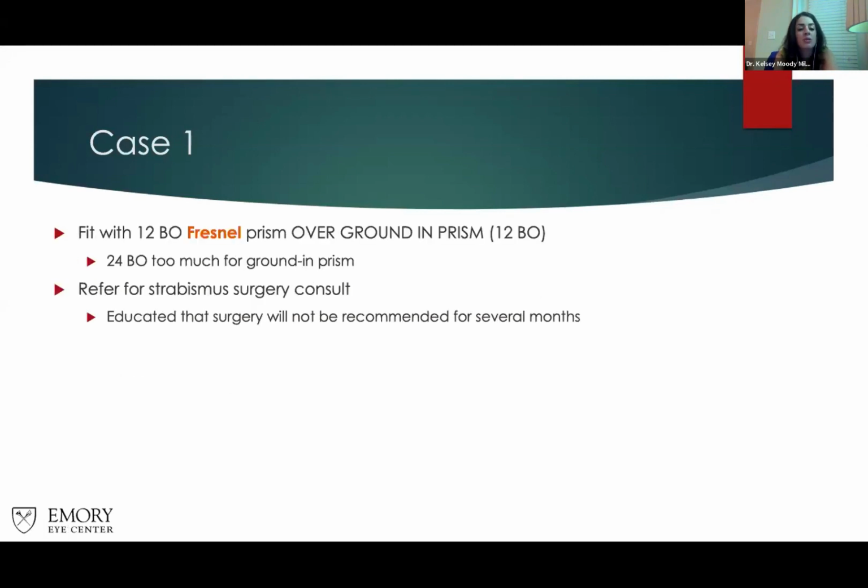And so we fit him with a 12 base out over his ground in prism because he really needed 24, which was just too much to put in the glass. Like I said, 20 is typically our max. And he was very interested in surgery. We told him that our surgeon probably wasn't going to do anything at this point. However, he was very adamant to be referred for surgery. And so we sent him up with our surgeon. Again, he followed up with the surgeon. His measurements were stable, but he still was going to wait several months before he considered surgery in this patient.